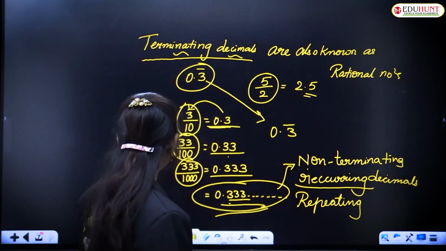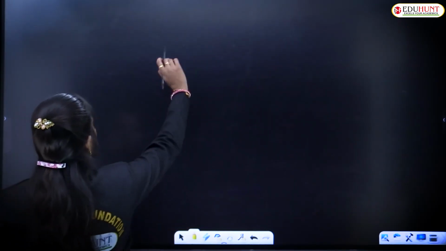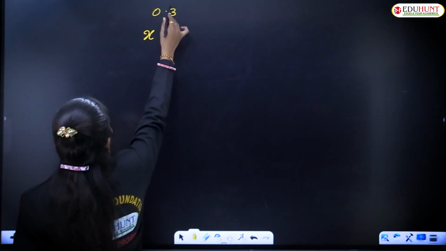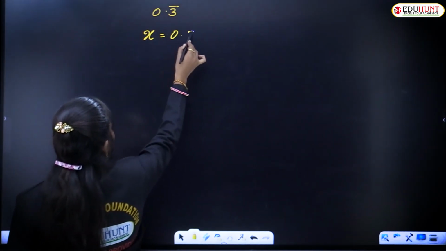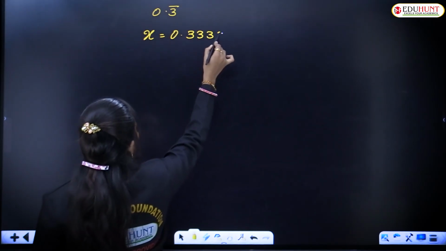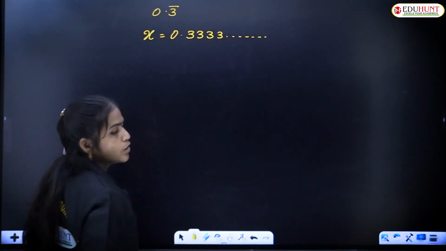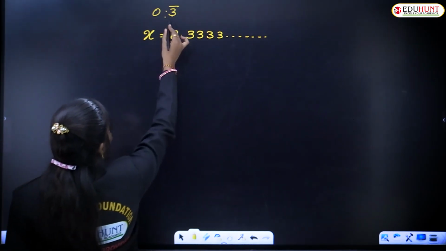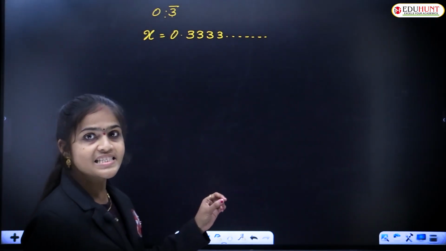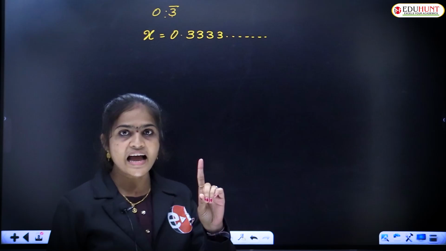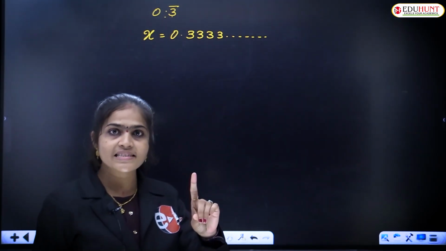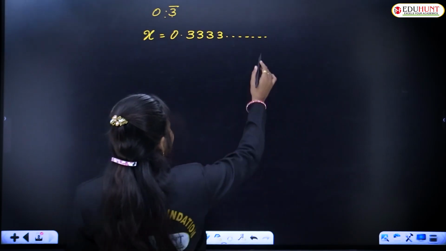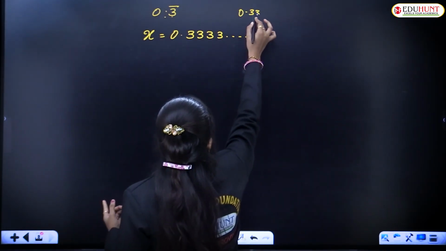Okay, I'll tell you one example. See here. Let x be equal to 0.3 bar, which I am going to write as 0.333 and so on. So x is equal to 0.333 and so on. After the decimal point, how many digits have the bar symbol? Only one digit has the bar symbol. If one digit, I want to multiply with 10. For example, 0.33 bar.